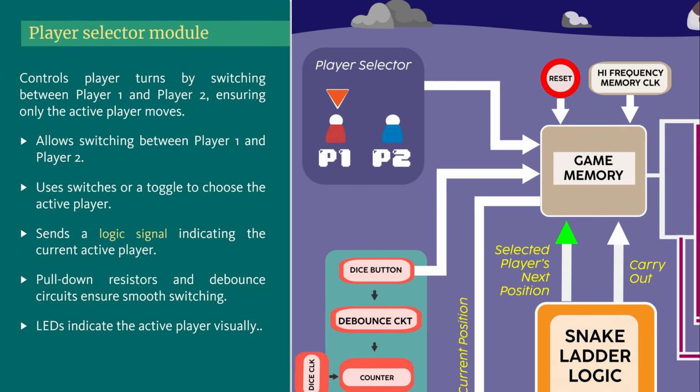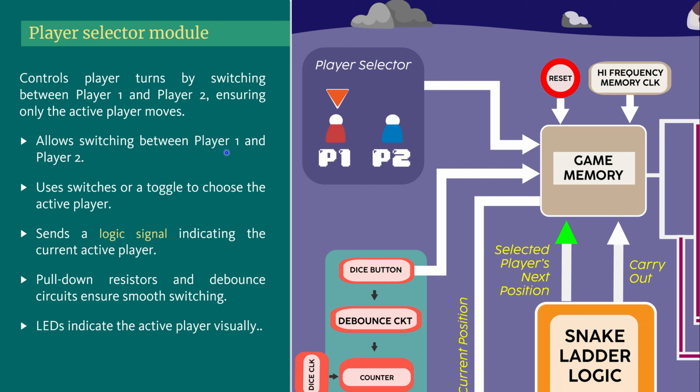Moving on, our next module is the player selector module. This is a very simple module. It selects which player is currently active. Your game memory stores the current position of both of the players. So the player selector gives a signal to the game memory, which player is currently playing, is it player 1 or is it player 2?